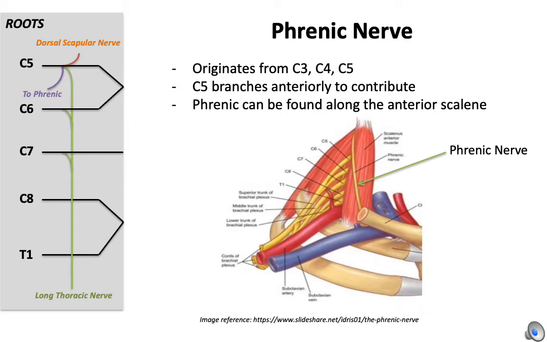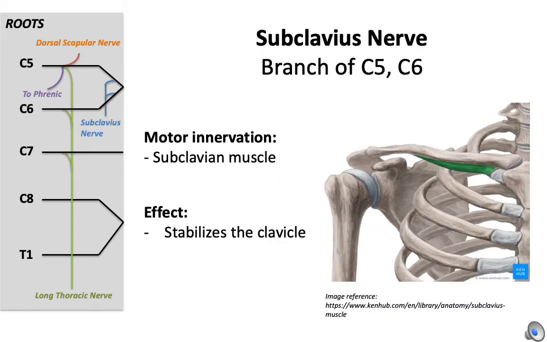designated by the green arrow. The ventral rami of C5 and C6 also give off anterior branches that form the subclavius nerve. This nerve continues on to supply the subclavian muscle, highlighted in green in the picture to the right. This muscle is responsible for stabilizing the clavicle.